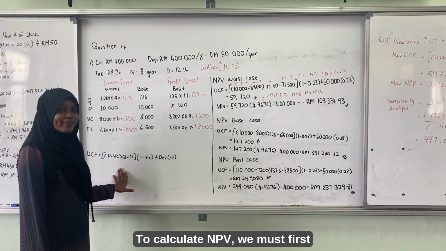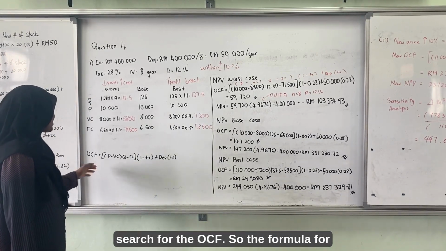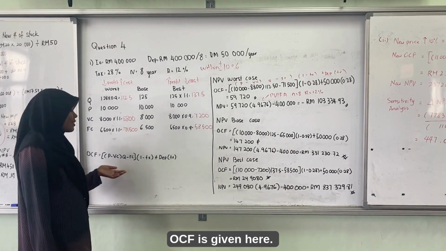To calculate the NPV, we must first search for the OCF. So the formula for the OCF is given here.